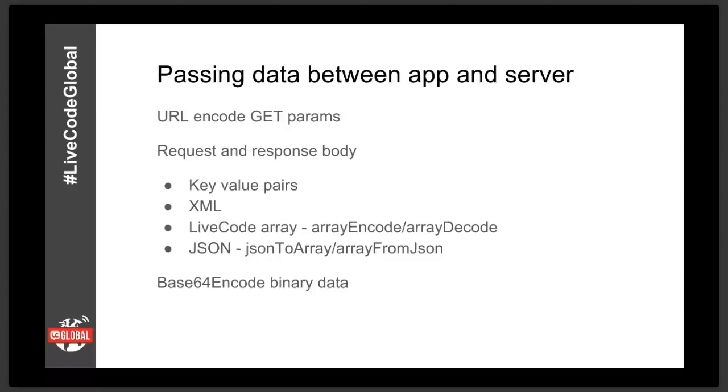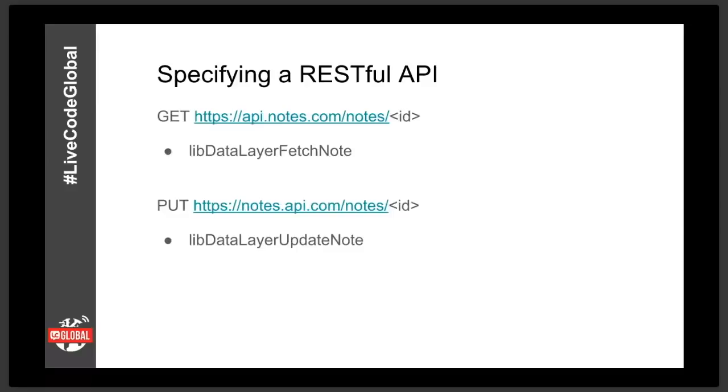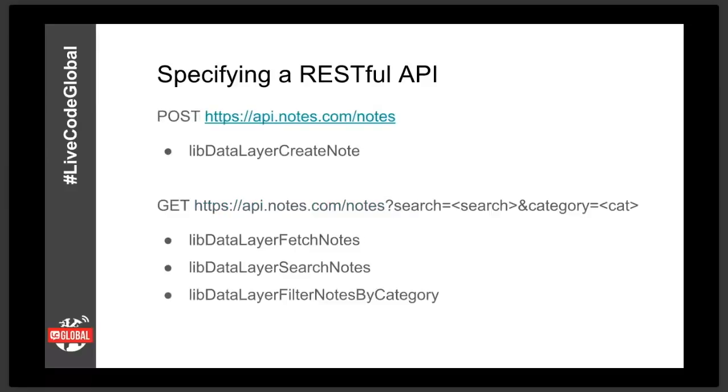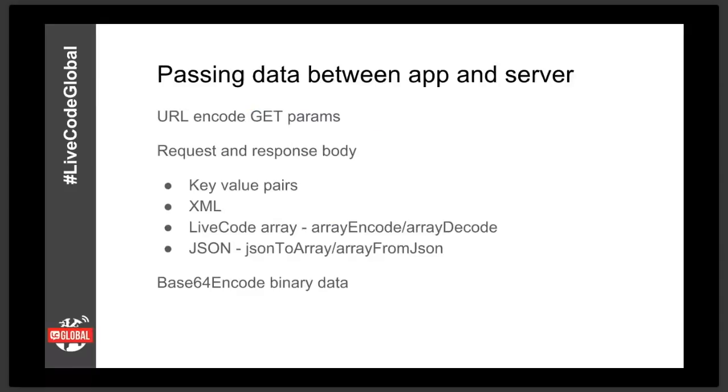And then with the request and response body, this time we need to determine how we want to pass the data to the server. If we go back here, when we're creating a note, for example, we're posting to api.notes.com/notes. We're posting data, but what format is that data? Well, the simplest way, and the way that I showed earlier, was in key value pairs. So title equals, ampersand, body equals, and the server parses that.